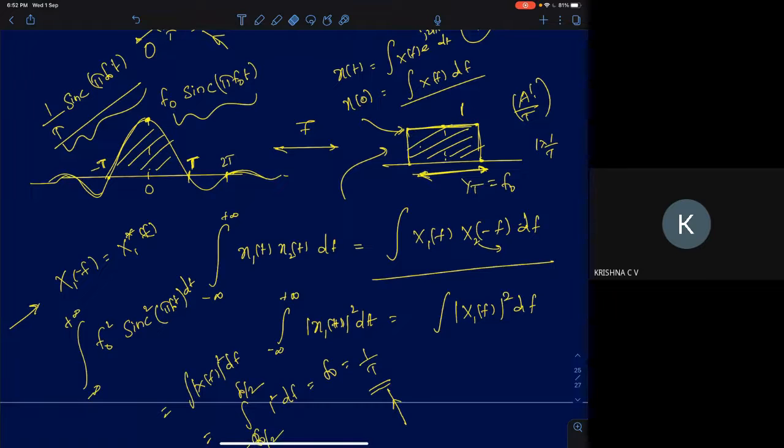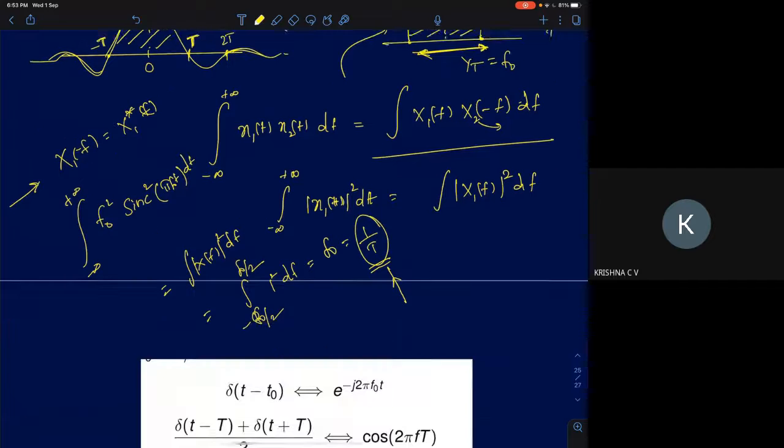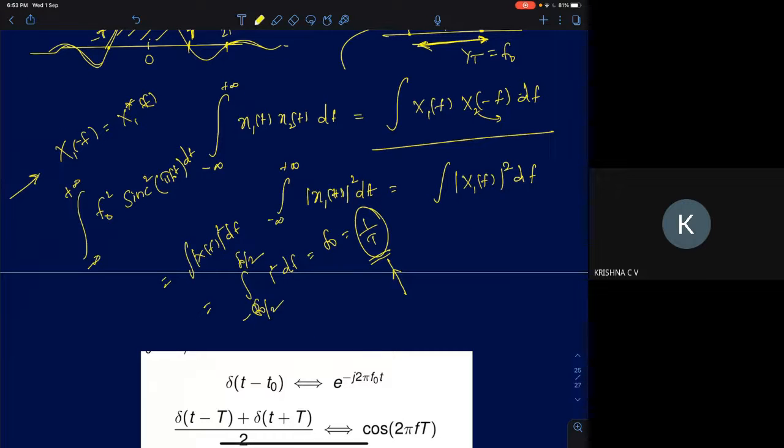If f naught here is 1 by t, I'll modify this a little bit and write it as sinc of pi t by t into 1 by t; its energy is 1 by t. So what will be the energy of sinc? Let's assume the sinc peak amplitude is 1. So sinc pi t by t. What is the energy of this? The energy of this will be t. You can calculate that integral, sinc square dt.